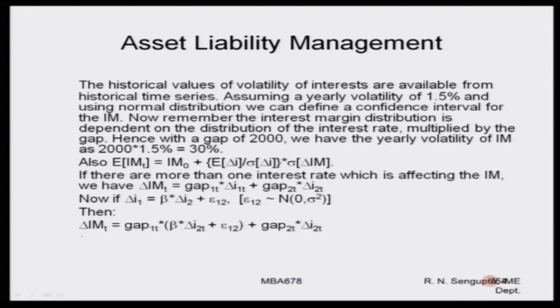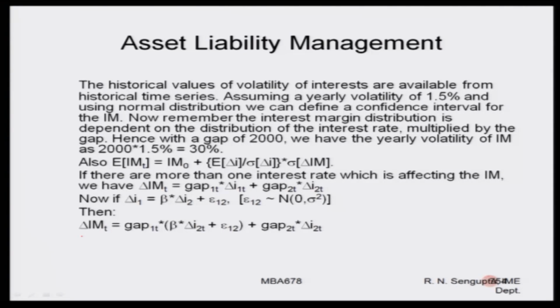Assuming a yearly volatility of 1.5 percent based on whatever you have done, using normal distribution, we can define a confidence interval for interest margin, and also you can find out the probability of a company being default or not being default. Hence, with the gap of 2000, we have the yearly volatility given by 2000 into 1.5 percent, whatever you calculate. So, you can find out the expected value. So, expected value would be given.